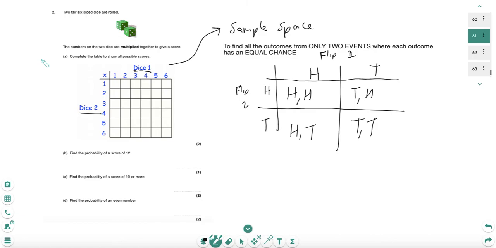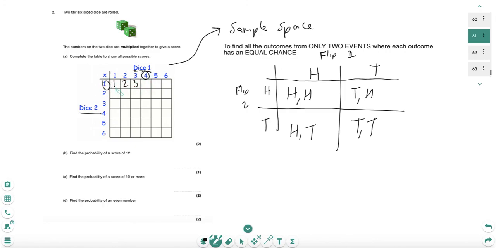So 2 fair 6-sided dice are rolled. The numbers on the 2 dice are multiplied together to give a score. Complete the table to show all the possible scores. Well, so he rolls a dice, he gets a 1 on the first dice, and he gets a 1 on the second dice. And we're going to multiply his scores together. So 1 times 1 is 1. 2 and then a 1, so we're going to multiply that. 2, and we're going to do everything.